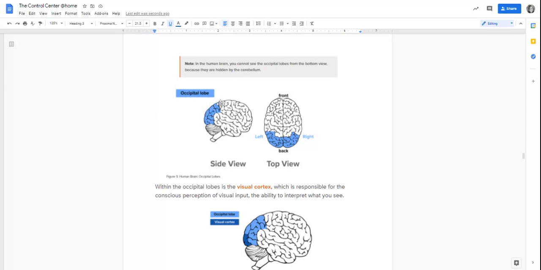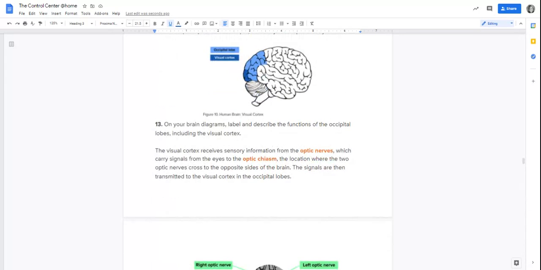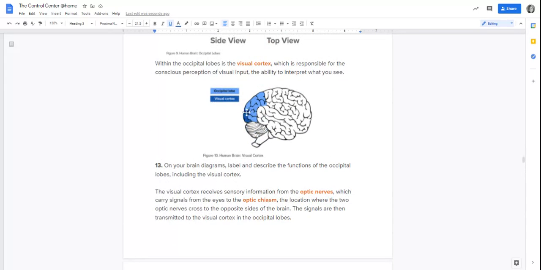So the occipital lobe is right here in the back. And again, we have the top view, the occipital lobe is in the back. So within the occipital lobes is the visual cortex, which is responsible for the conscious perception of visual input, the ability to interpret what you see. So again, here we have this darkened blue section that is showing you the visual cortex within the occipital lobe.